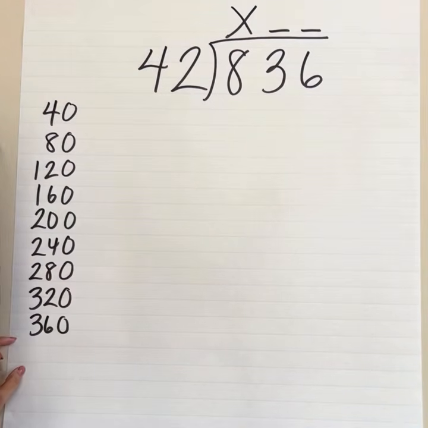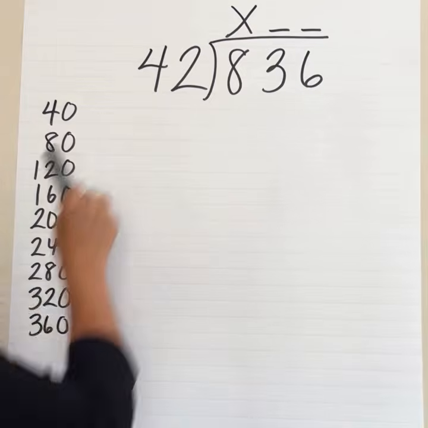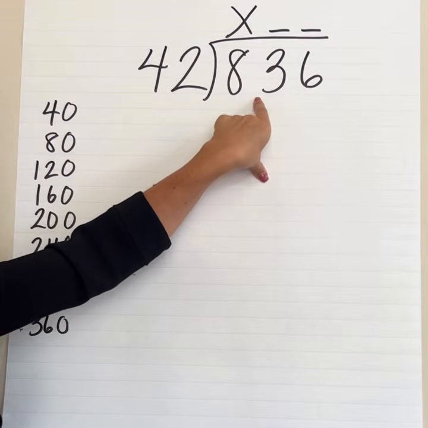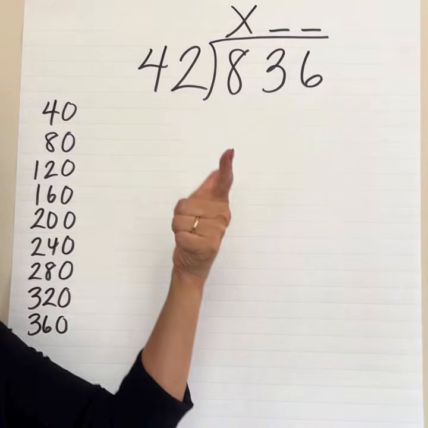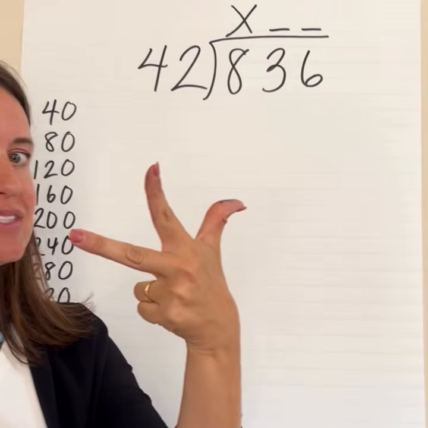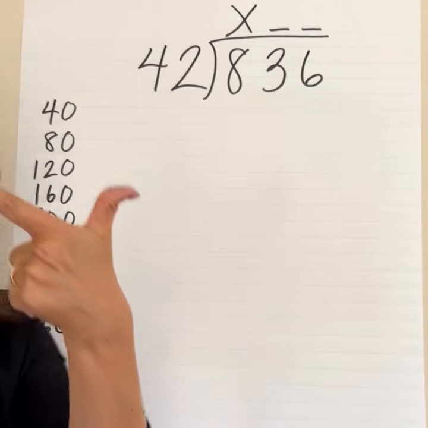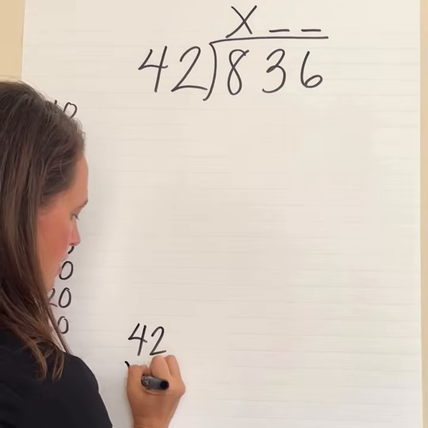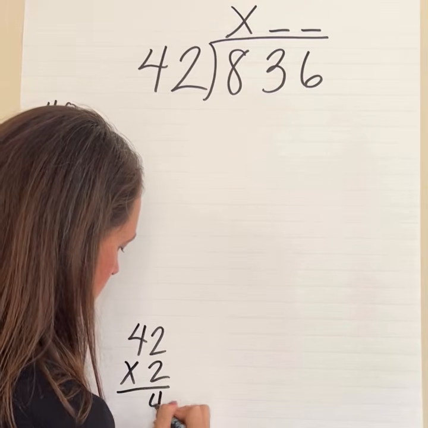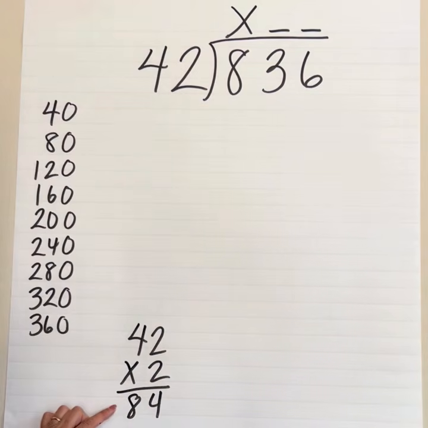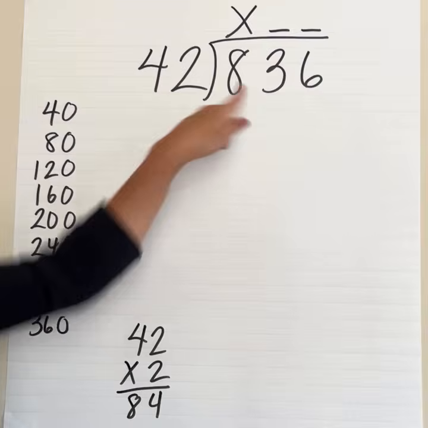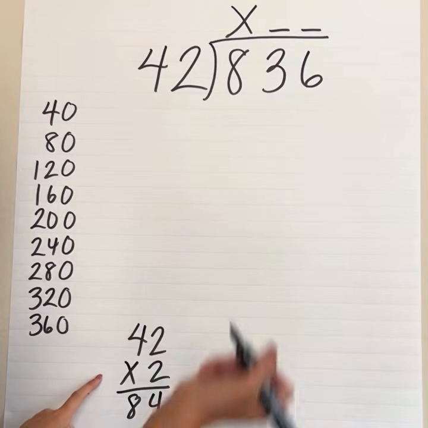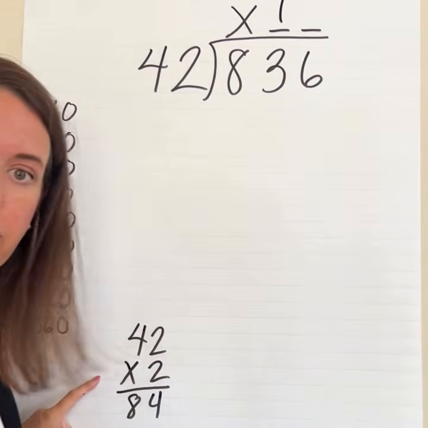Now what we're going to do is guess and then check, because we're not actually dividing by 40, we're dividing by 42. So we're going to count by 40, don't pass 83. 40, 80, I think 3 groups is going to be too big. So we're going to try 2 groups. 42, this is our check, times 2. Uh-oh, it's too big. 2 groups is too big, which means I know it's gonna be just 1 group.